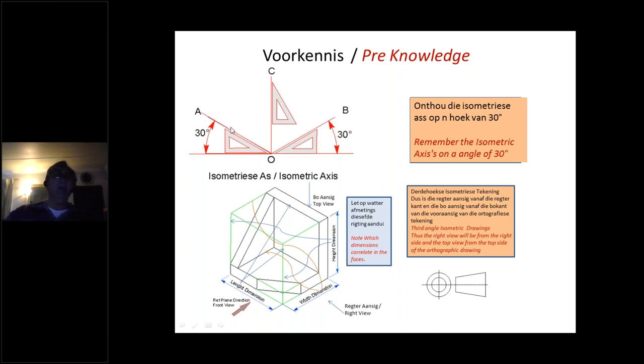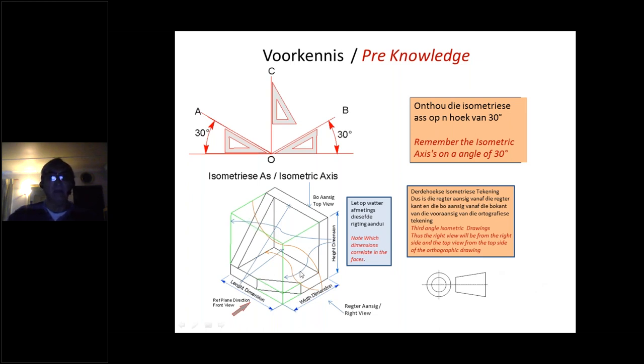The moment you get a non-isometric line, that is a line which is not at an angle of 30 degrees, that will be a non-isometric line. That is, for instance, a non-isometric line. That is a non-isometric line. So these are things that you will have to take note of.